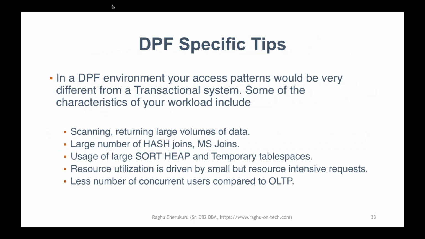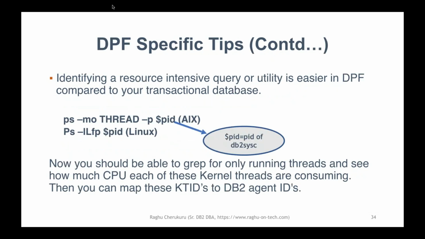These are some of the DPF specific tips. Their query patterns are completely different, scanning and returning large volumes of data, unlike OLTP, where access patterns are only tens of rows or hundreds of rows. They use hash joins and merge scan joins. They need a large amount of sort heap and temporary table spaces. Resource utilization is generally driven by a small number of very large queries and fewer concurrent users compared to OLTP. Troubleshooting in DPF is a little bit different skill set, but I find it a little less obscure than OLTP systems.